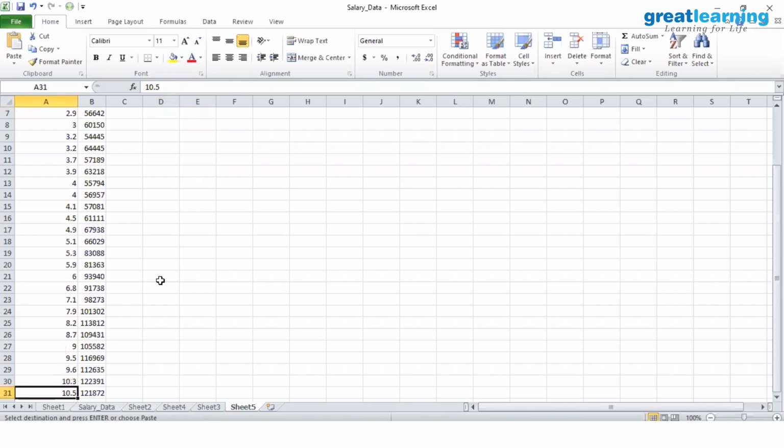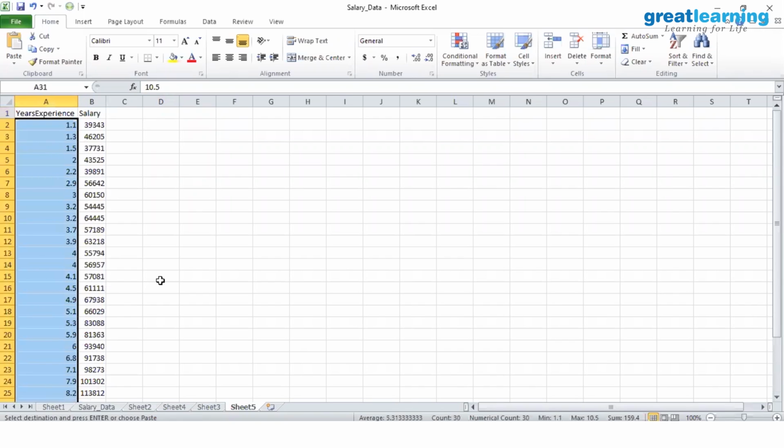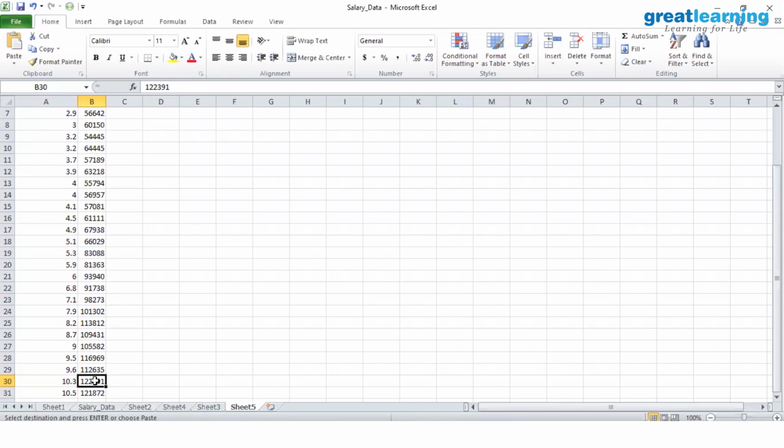Now, what is the scope of the regression that we are going to build? We have employees with years of experience between 1.1 years and 10.5 years. If any employee comes to the company within this experience range, only within this range, I'll be able to predict the right salary, a predicted salary. If a person comes with 20 years of experience, my model fails.